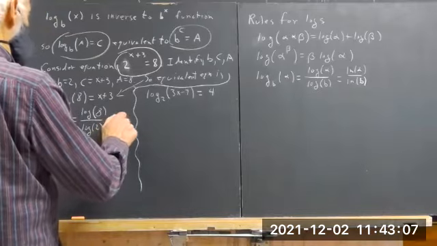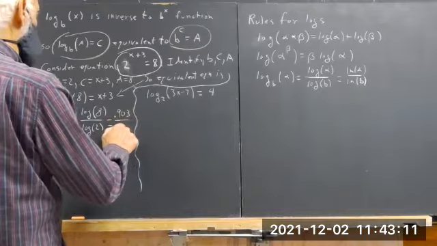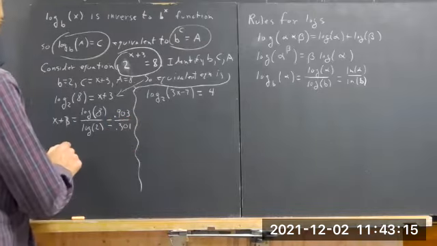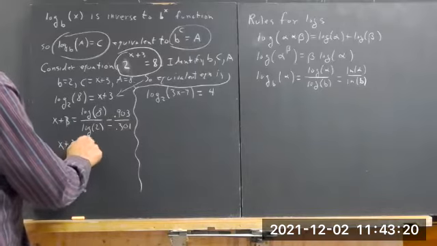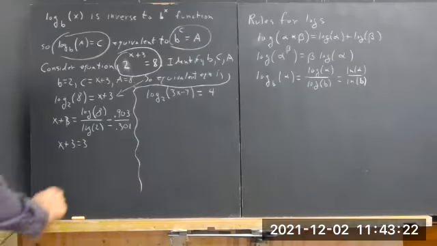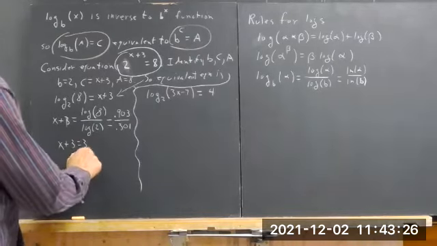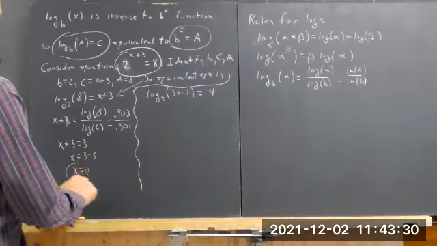Well, if you use your calculator, this is 0.903, this is 0.301, rounded to 3 significant figures. And of course, that's equal to 3. So x plus 3 is 3. So x is 3 minus 3. x is 0.